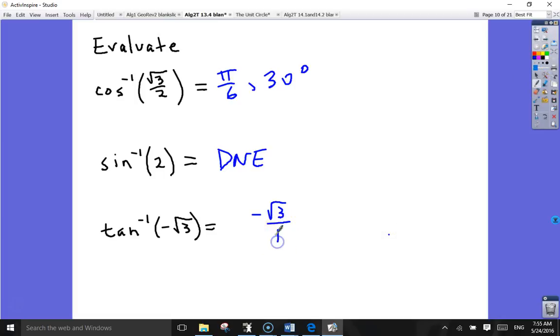If I make it negative square root of 3 over 1 and then divide the numerator and the denominator by 2, now I recognize those coordinates. That's negative square root of 3 over 2 and 1/2. Or, we don't really know where the negative goes. It could be that, or it could be positive square root of 3 over 2 over negative 1/2. One way or the other, that whole thing ends up being a negative, and we know it should be the y on the top and the x on the bottom.